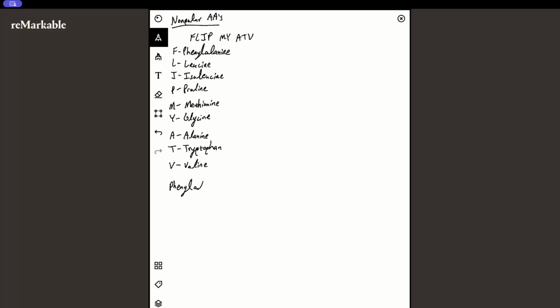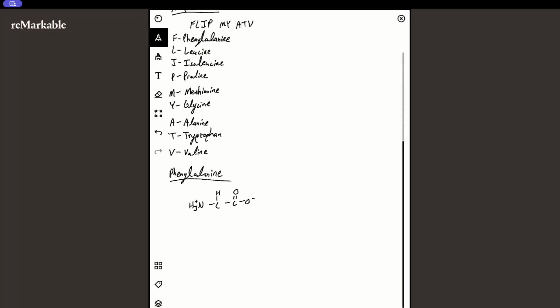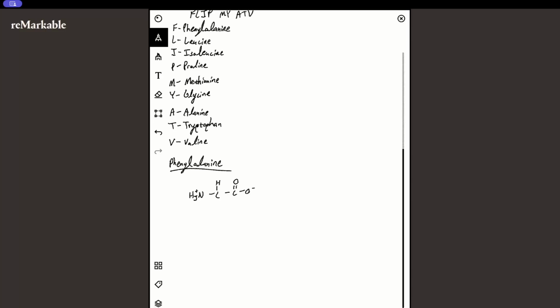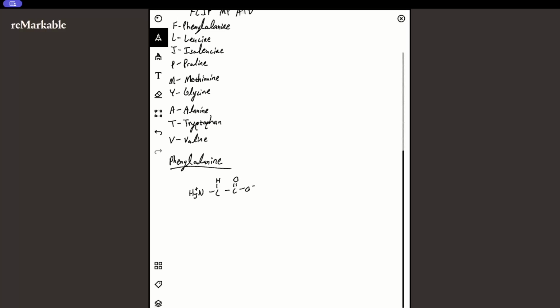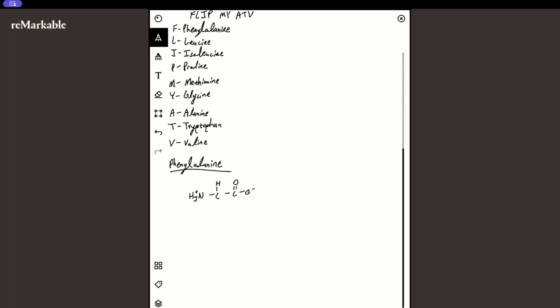how I remember these. First one, phenylalanine. So you're going to want to draw your base structure for your amino acid. There you go. It's okay. You can pause and see that. I'm gonna try to leave as much up there as I can. So phenylalanine, you have your base amino acid structure, which will be with every amino acid that we're covering today.